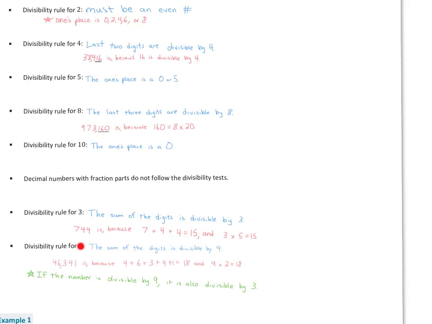The divisibility rule for 9 is like 3, except the sums have to be a multiple of 9, so it has to be divisible by 9. So when I have 46,341, I add the 4, 6, 3, 4, and 1, each digit, and I get 18. 9 times 2 is 18, and therefore 18 is a multiple of 9 and divisible by 9, so 46,341 is divisible by 9. And then also, if a number is divisible by 9, it is also divisible by 3. Just like with 10. If a number is divisible by 10, ends in a 0, that means it's also divisible by 5.